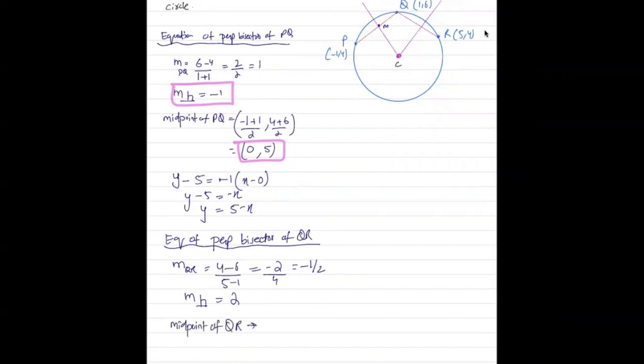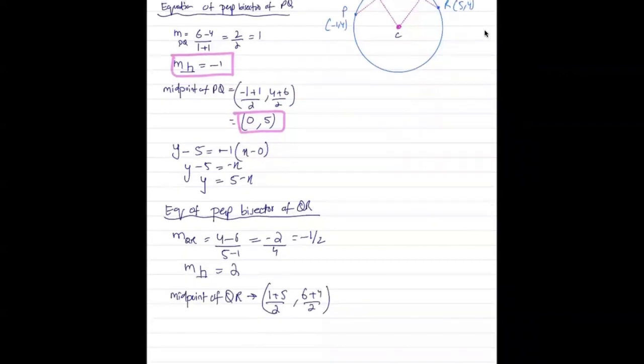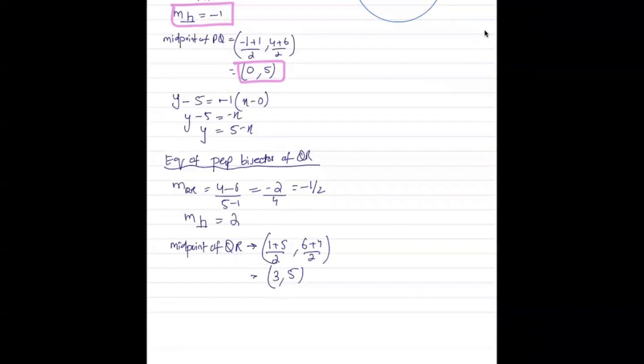What is going to be my midpoint of QR? We will add and take the average. So that is going to be 3, 5. Okay, so now we're going to form the equation using y minus y1 equals m x minus x1. Then we'll get 2x minus 6, so y equals 2x minus 1.